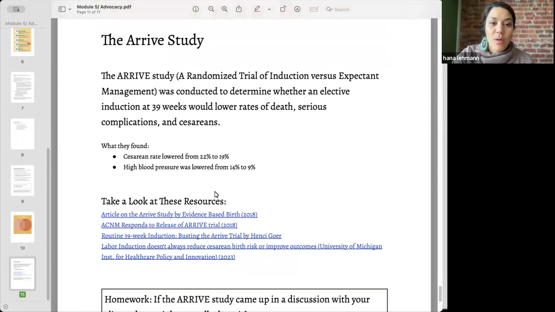All right. So finally, we're going to look at the ARRIVE study. The ARRIVE study was a randomized trial of induction versus expectant management. This was conducted to determine whether an elective induction at 39 weeks would lower rates of death, serious complications, and cesareans. What they found was that the cesarean rate lowered from 22% to 19%, and high blood pressure was lowered from 14% to 9%.